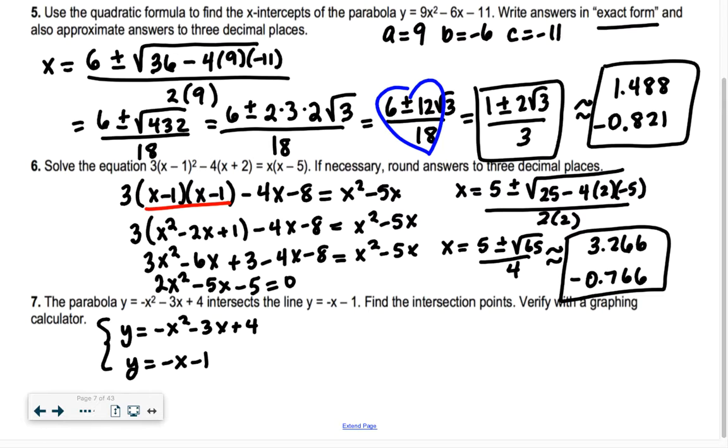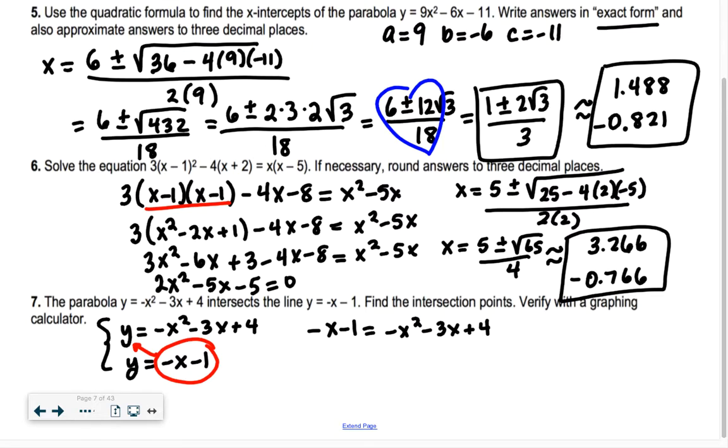But we can't really do that elimination thing very easily because we have x squareds and x's. So we can't line them up and make them equal. See how we have y equals and y equals? We can take this negative x minus 1 and just plug it in right there and replace the y with it. So we're going to say negative x minus 1 equals negative x squared minus 3x plus 4.